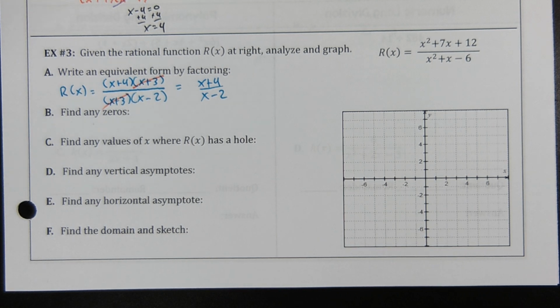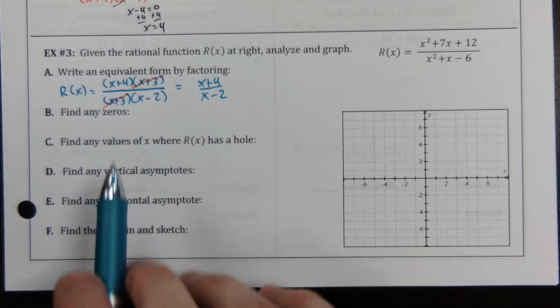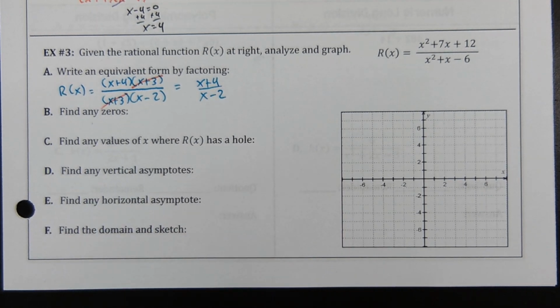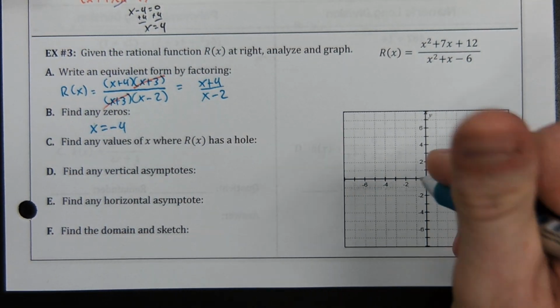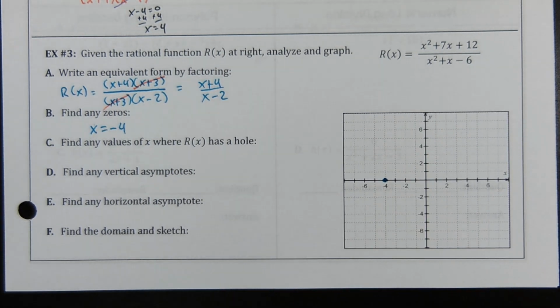A 0 of the denominator is either a hole in the graph or a vertical asymptote. And a 0 of the numerator is a 0, also known as an x-intercept. So yes, we do have a 0, we do have an x-intercept, and it is going to occur at x equals negative 4. I'm going to go ahead and put a dot on x equals negative 4.